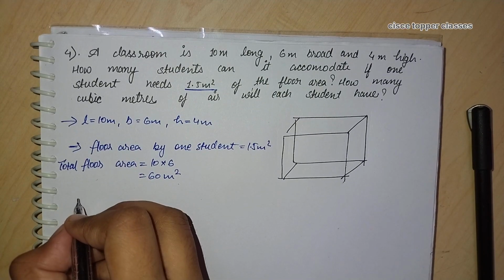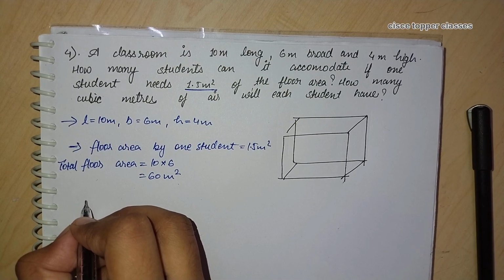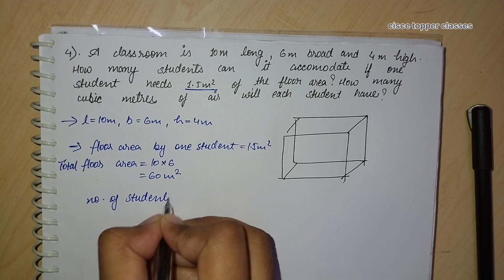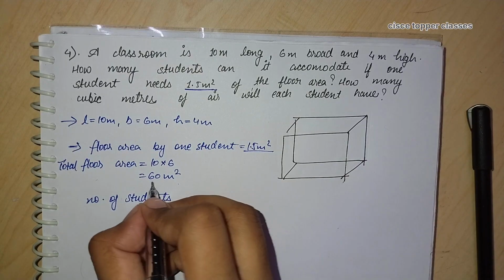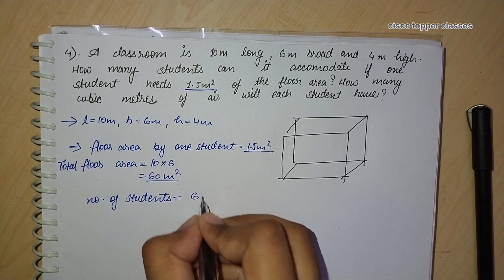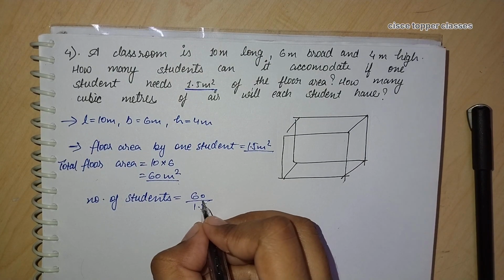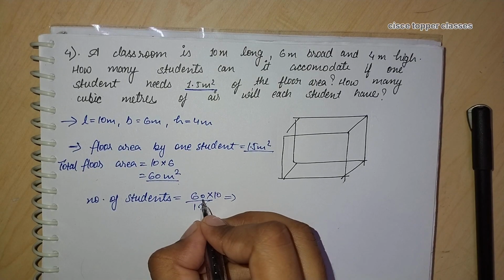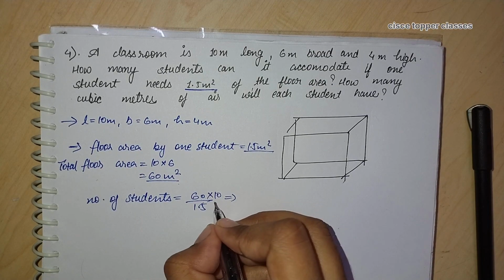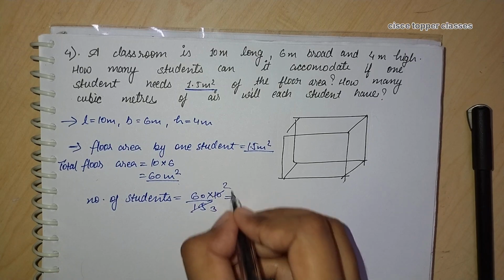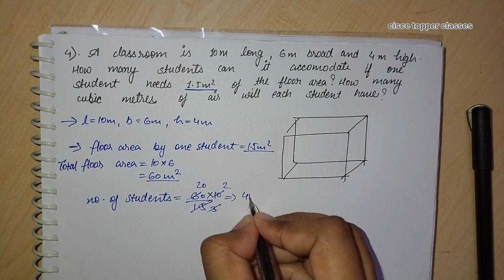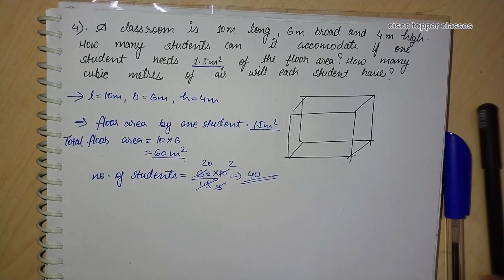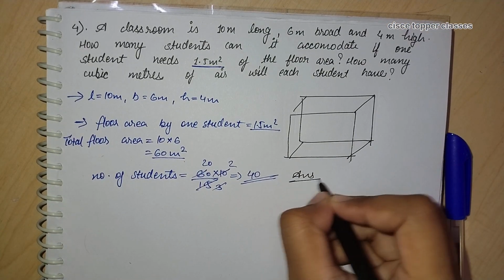So if you want to find the number of students from here, if one student needs this much and the total is this much, so we will divide this by 1.5. So the number of students will come here, we will multiply and divide by 10. So here this will be cancelled out by 3, 2, then 20, 40 students here. The number of students is 40 here. So this is the answer of the first part here which is asked.